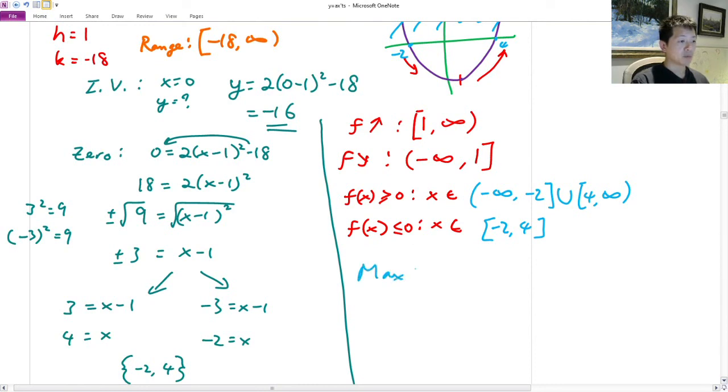Now how about maximum? Maximum, we don't have anything. Minimum, we have the lowest point, which is my k, which is minus 18. We can actually see this from the range. Minus 18 is the lowest point. Maximum is infinity, which does not exist. How about the axis of symmetry? Axis of symmetry is always x equals to my h. h is 1 here in this case, so that's why x equals to 1. That's my axis of symmetry. Okay, so this is the study of a function.